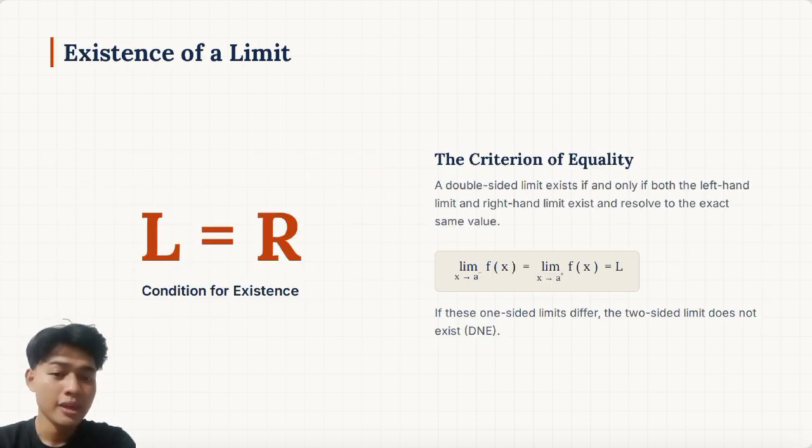For example, imagine a piecewise function. Suppose that for x less than 2, the function equals 3, and for x greater than or equal to 2, the function equals 5. If we approach 2 from the left, the function approaches 3. If we approach 2 from the right, the function approaches 5. Since 3 is not equal to 5, the limit at x equals 2 does not exist.